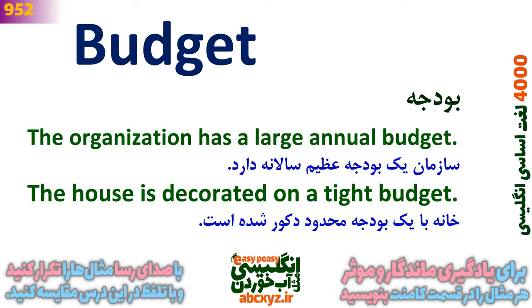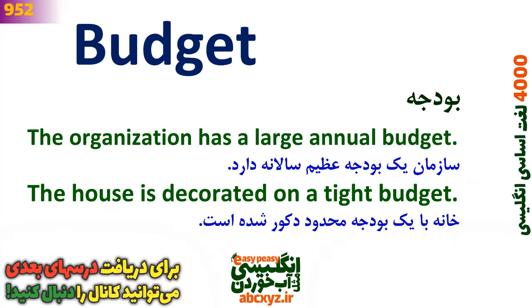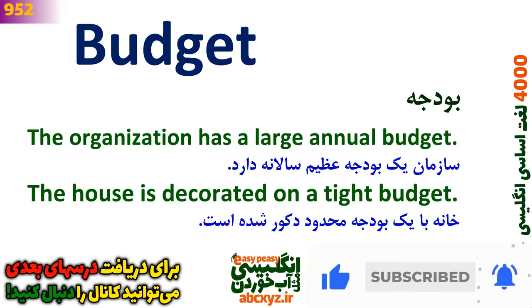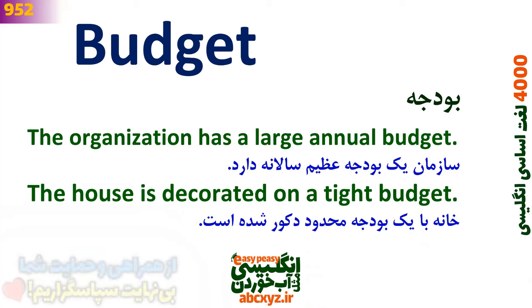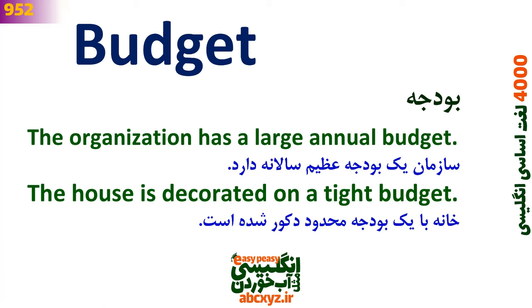The house is decorated on a tight budget. The house, اون خونه is decorated. دکور شده است. ساختار مجهوله. Tight یعنی محدود در اینجا و budget یعنی بودجه. Tight budget یعنی بودجه محدود. The house is decorated on a tight budget. خانه با یک بودجه محدود دکور شده است.